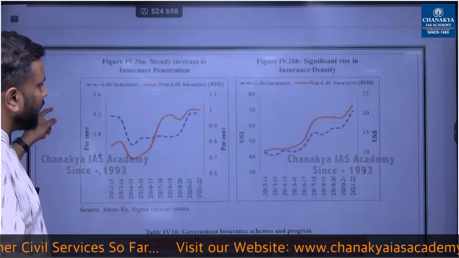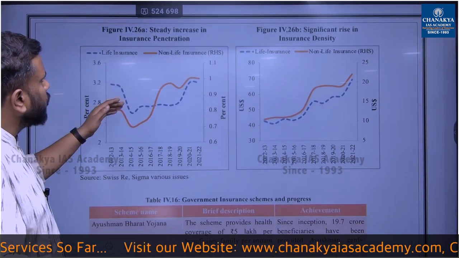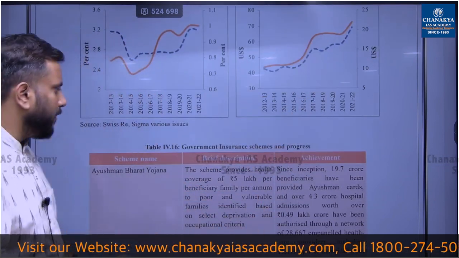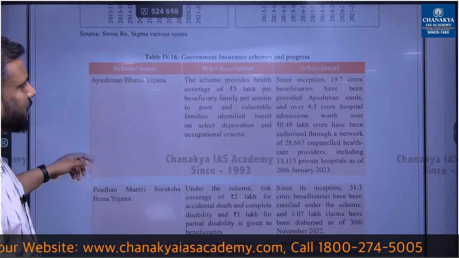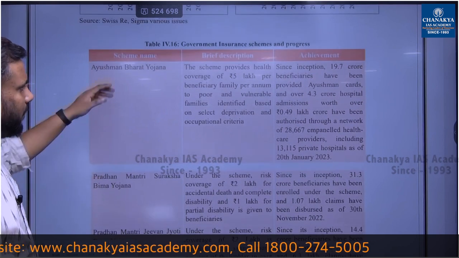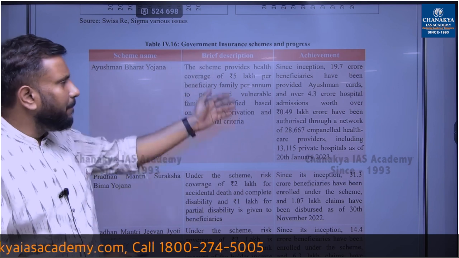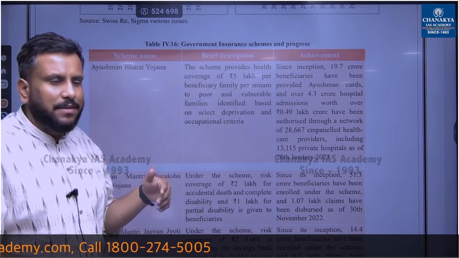So this tarike se survey has given the diagram ki how the insurance penetration is increasing, how the insurance density is increasing. And these are the different schemes which have been brought by the government. This I have written over here. You can go and check more about these things, because yahan pe brief description hai. But in exam, these schemes might be asked.